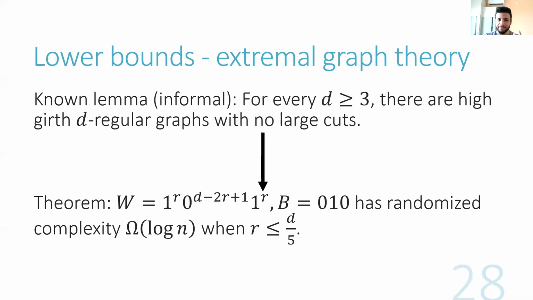And intuitively, this is true because every solution to this problem must induce in the graph a very large cut. But there are graphs in which no such large cuts exist. And they do, however, look like trees locally. So in order for each node to find out that the graph is not a tree, one needs to look very far, namely theta of log n distance.